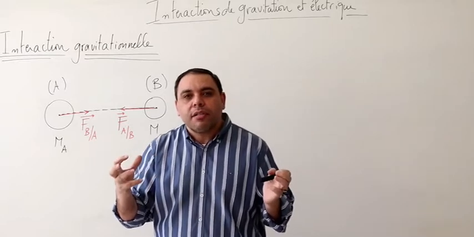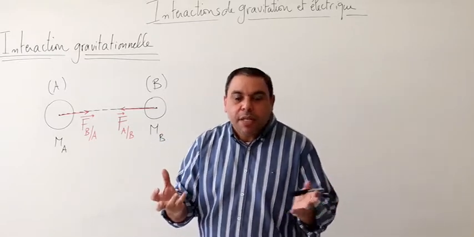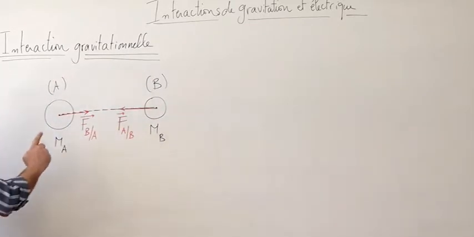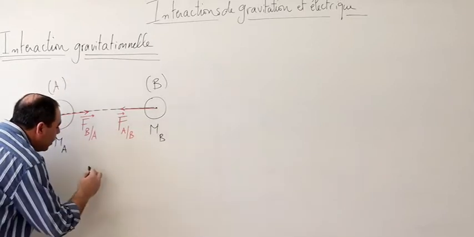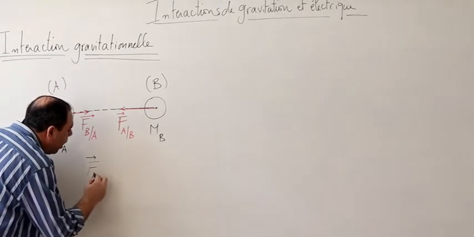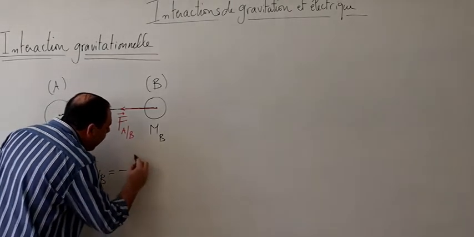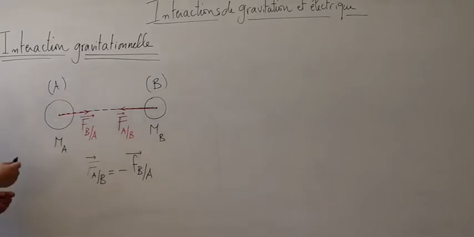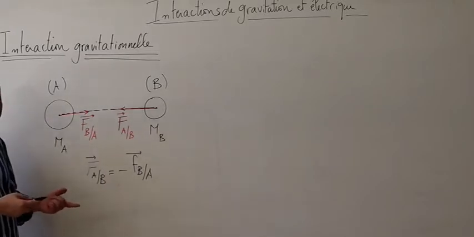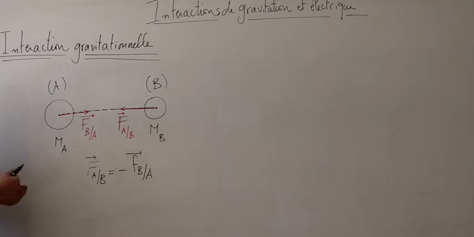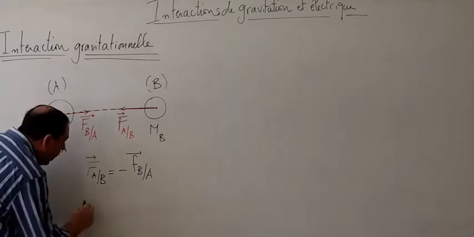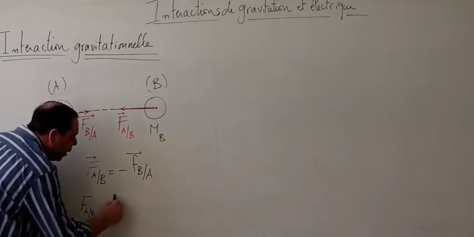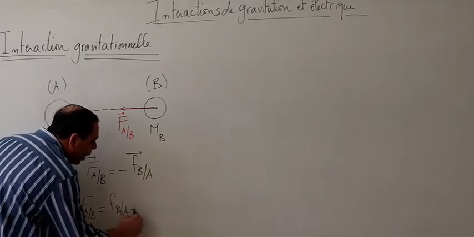So what is this force due to? These forces are due to the masses of the bodies. These forces have opposite directions, that is to say, Fa on B equals minus Fb on A. These forces have the same line of action. This is according to the principle of interaction, and they are directed in opposite directions. The magnitude of the first force, A on B, is equal to that of B on A.